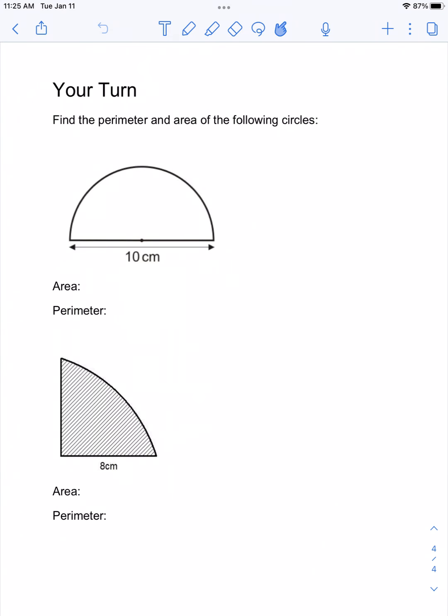All right, so you've now learned how to find the area and perimeter of a semi and a quarter circle. I want you to pause the video, see if you can find the area and perimeter of a semicircle with a diameter of 10 and of a quarter circle with a radius of 8. So pause the video and then you will see the answers pop up on the screen and you can check to see if you're right.